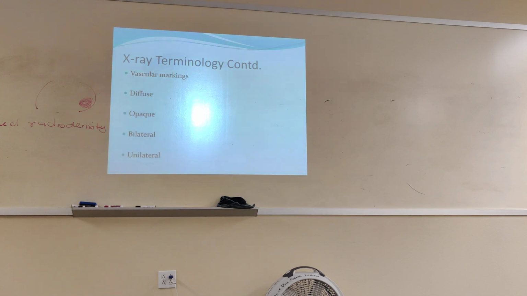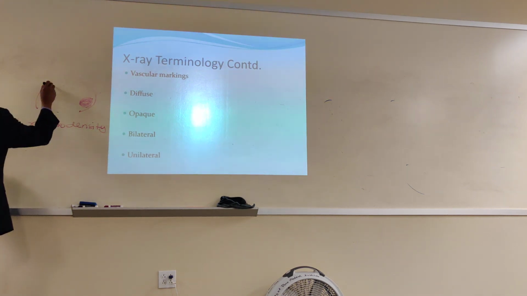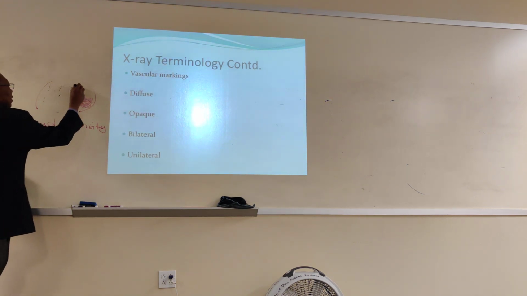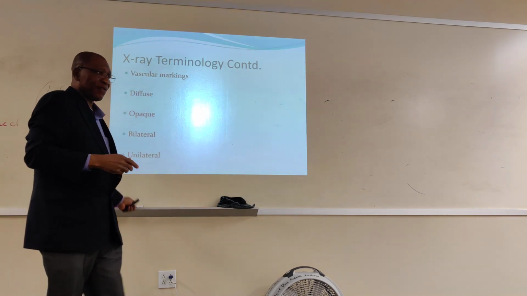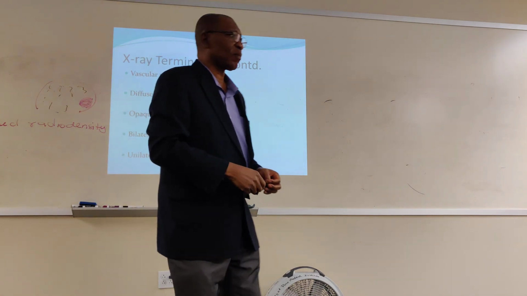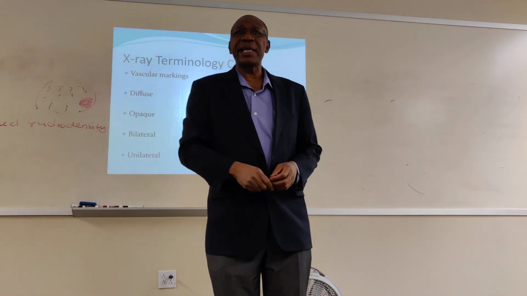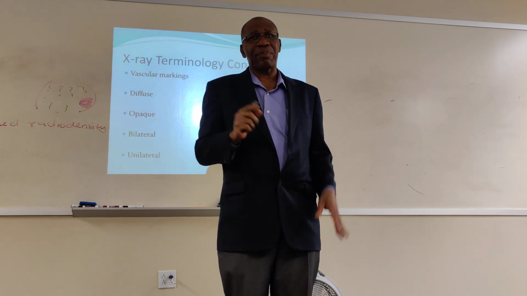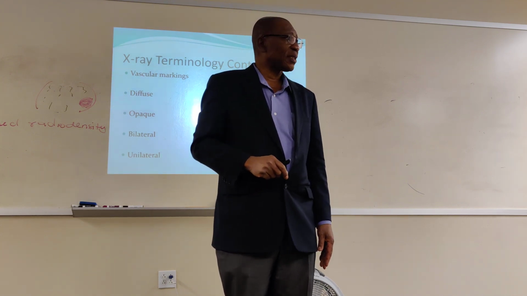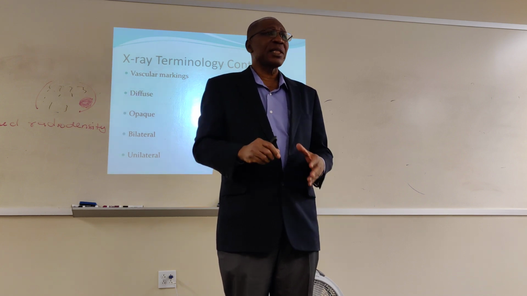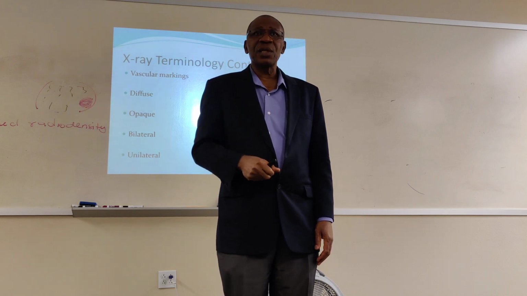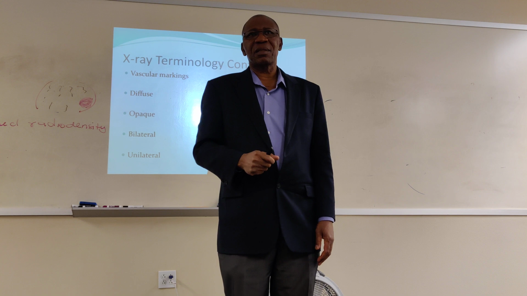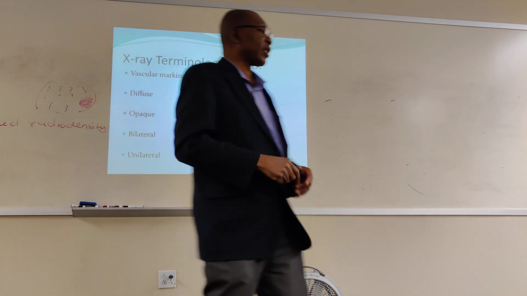Vascular markings are the blood vessels. The streaky, white-looking blood vessels that you see in the chest film are vascular markings. They are very important in interpreting a chest film, and you should be able to see them. Anytime you don't see the vascular markings, you have a problem. Pneumothorax will make you not see them because it will be very, very dark. If you have obstructive disease, you are not going to see them as much. So they're very important to look for when you're interpreting a chest film.